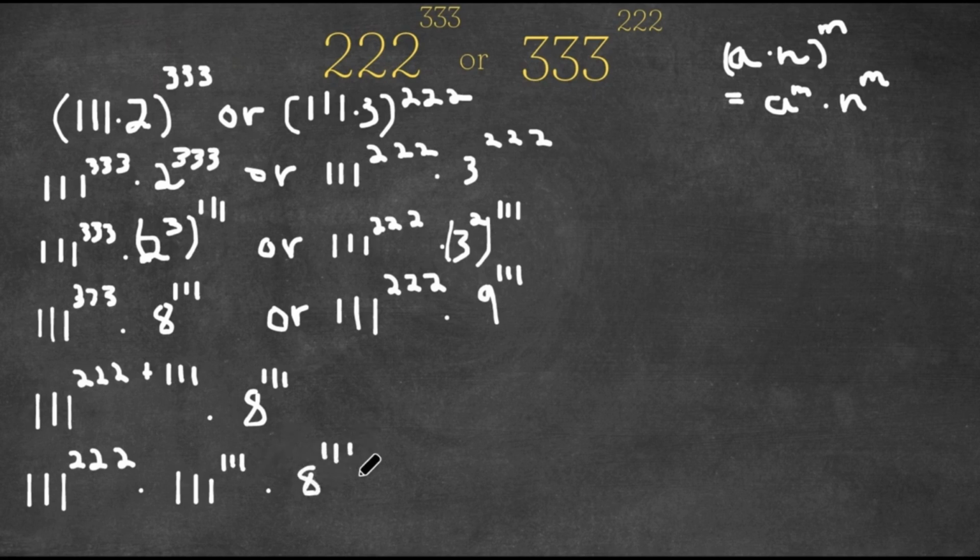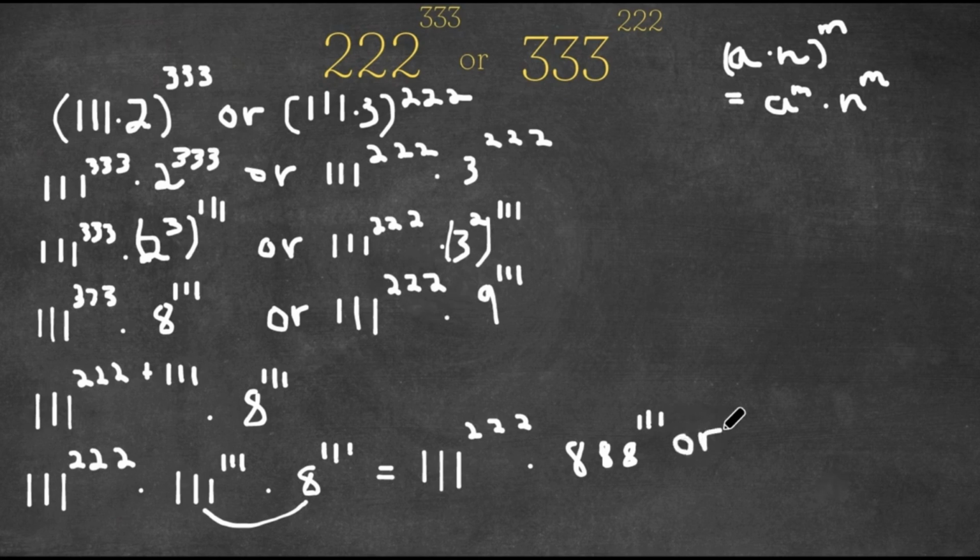And now, because both of these have the same exponents, we could simply multiply these two. So now this would equal 111 to the power of 222 times 111 times 8, which is 888, to the power of 111. And remember, on the other side we still have 111 to the power of 222 times 9 to the power of 111.